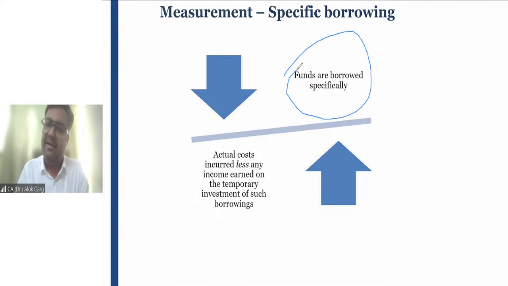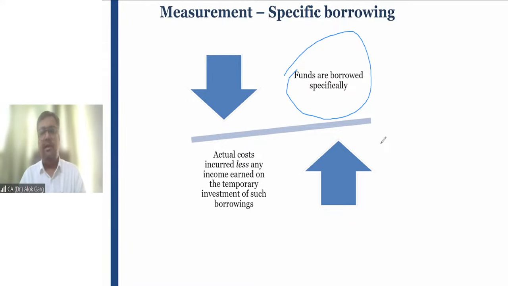In this case, the standard says that whatever interest and other cost, whatever borrowing cost, which is related to this fund, which is related to this loan, has to be capitalized as a part of the cost of the asset till the time of completion. Right?